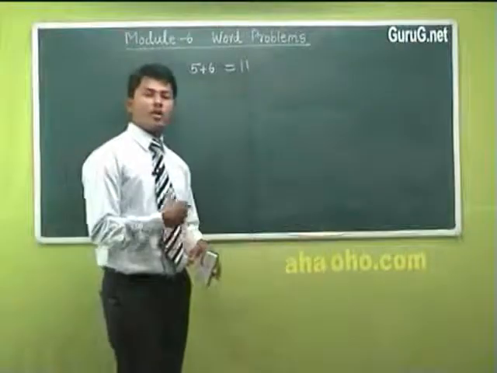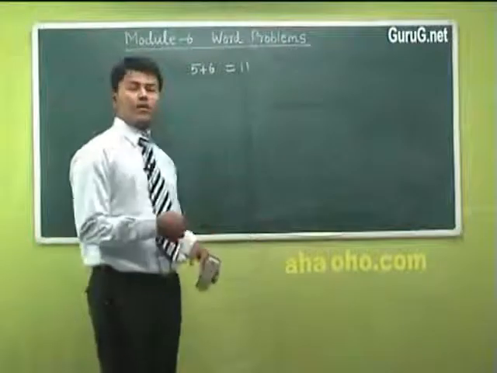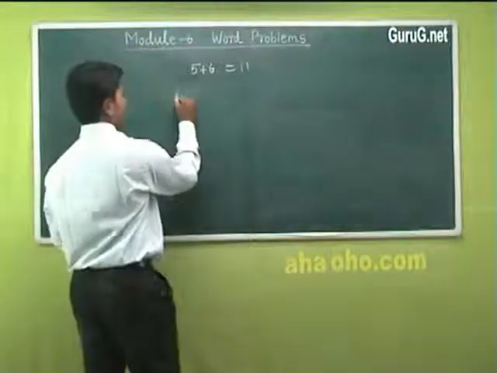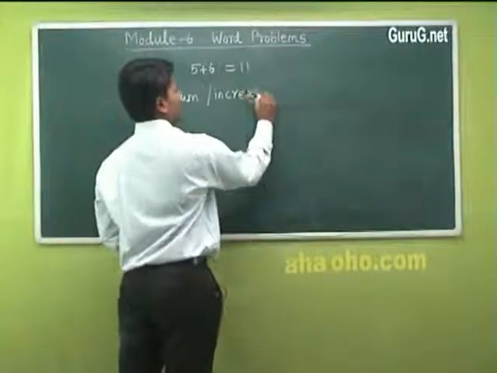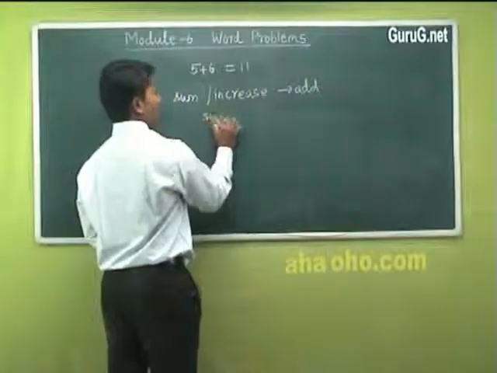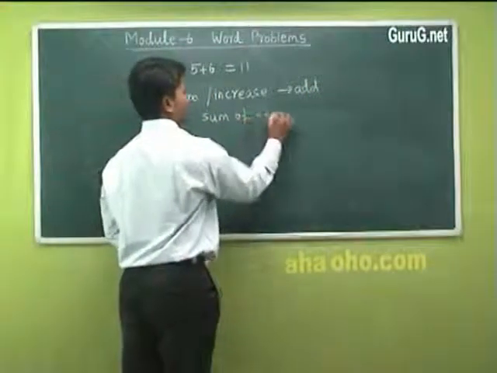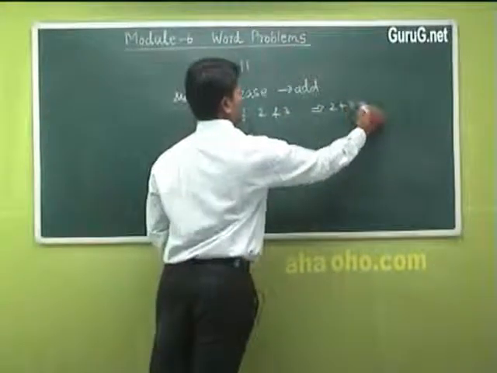As we saw, the sum of 2 and 3 represents the addition operation. Similarly, words like increase, sum or increase all represent the operation add. Now the sum of 2 and 3 is what? 2 plus 3 is equal to 5.